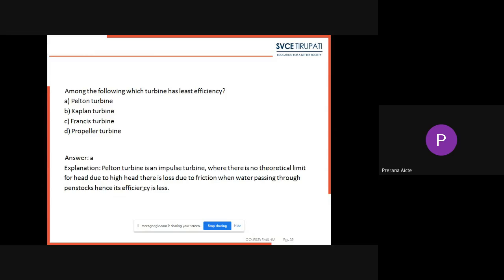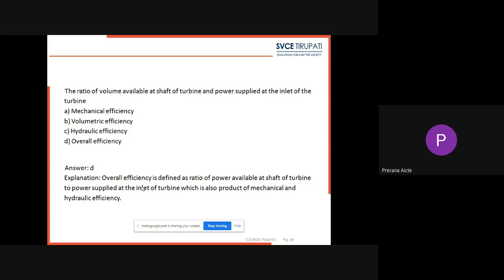Next question. Among the following, which turbine has least efficiency? Pelton turbine. So Kaplan turbine has the maximum efficiency and Pelton turbine has the minimum efficiency. Why? Because the Pelton turbine is an impulse turbine where there is no theoretical limit for head due to high head. There is a loss due to friction when water passes through the penstocks, hence its efficiency is less.